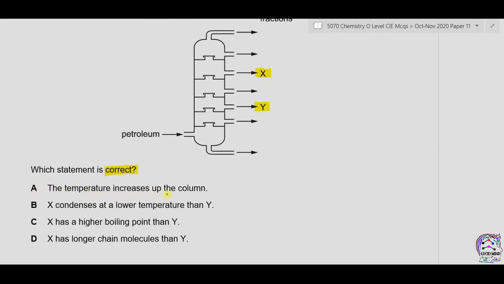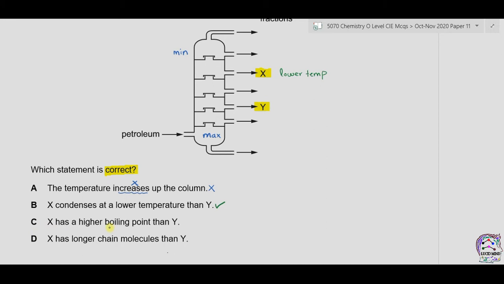A. The temperature increases up the column. Now we know that the temperature is maximum at the bottom and minimum at the top. So therefore temperature does not increase, it decreases. So A is incorrect. B. X condenses at lower temperature than Y. When the temperature becomes lower upside, X will condense at lower temperature than Y. So B could be correct.